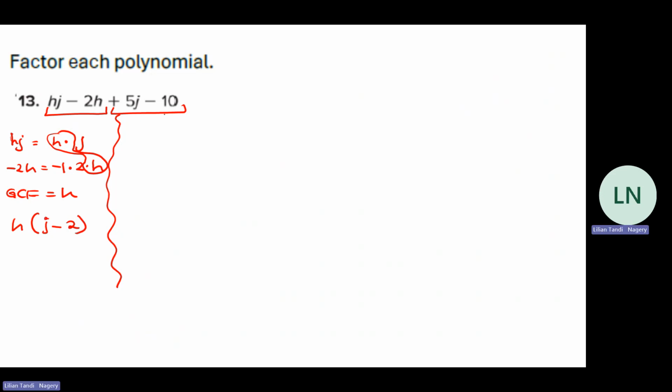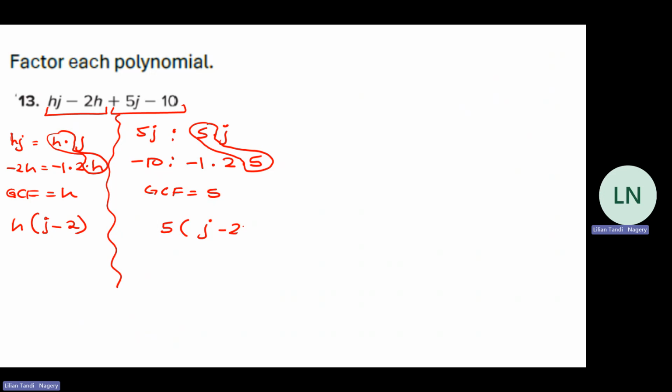Okay? Then I do 5J minus 10. This becomes 5 times J. This becomes negative 1 times 2 times 5. 5 is the greatest common factor. GCF is 5. What is remaining? J minus 2. My insides are the same. H plus 5. This 5 is positive. Okay? If it doesn't have a sign, it is positive. And then J minus 2.